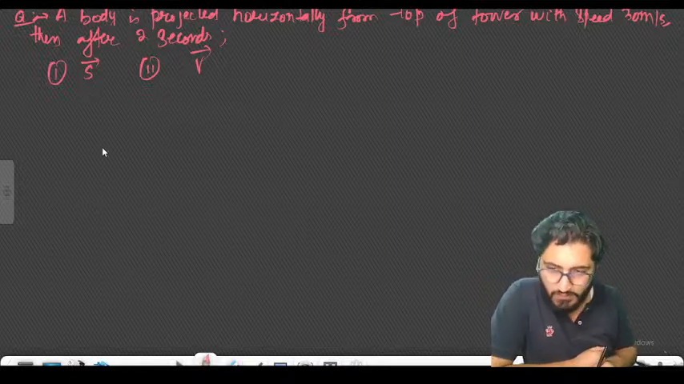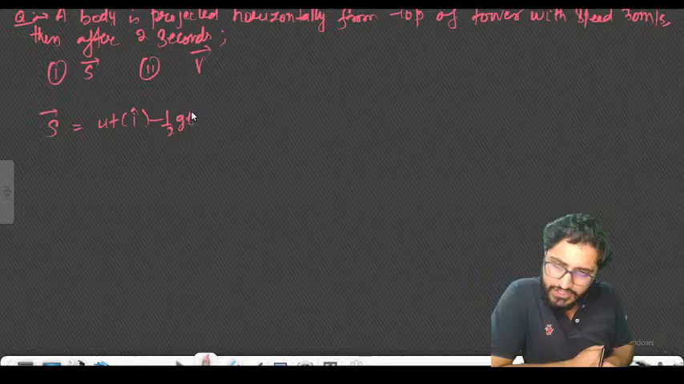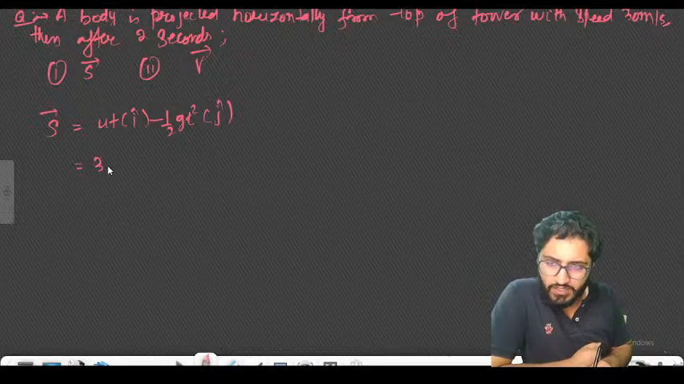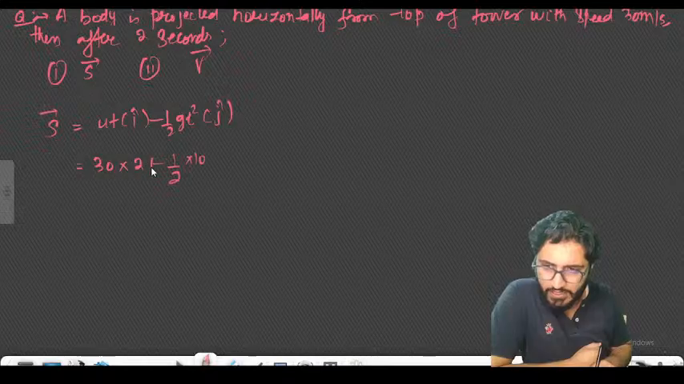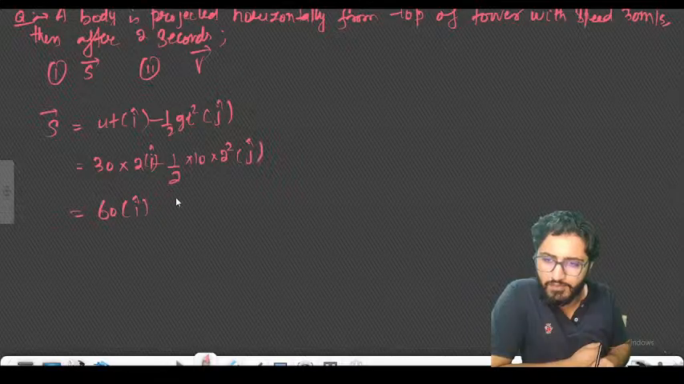Done. What is displacement vector? That was ut i cap minus 1/2 of gt square in j cap. Done. What is u? 30. What is t? 2. Minus half of, what is g? It is 10. If you write in notation, that is i cap. What is t? It is 2 square, then j cap. It is 60 i cap minus 20 j cap.